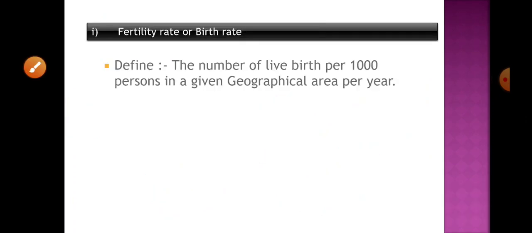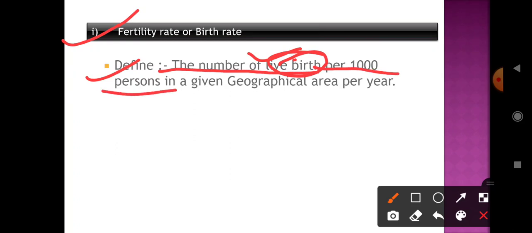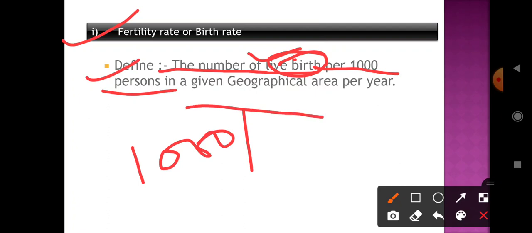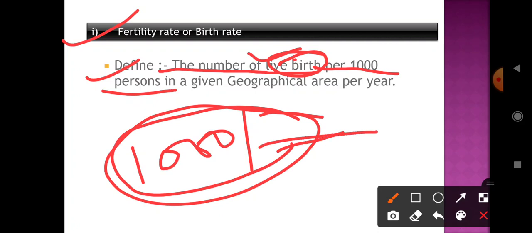First of all, the first factor is called the fertility rate or the birth rate. What is the definition of it? The number of live births per 1000 persons in a particular geographical area. Just like this is a place called India: per 1000, how many live births take place? This is called its fertility rate or the birth rate.